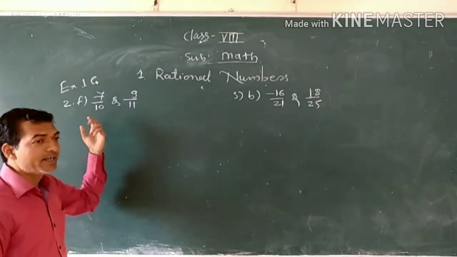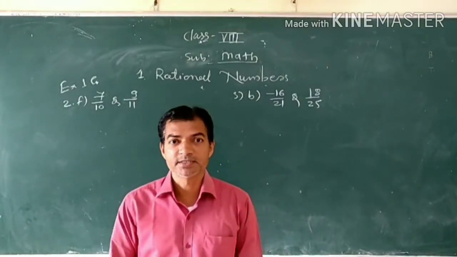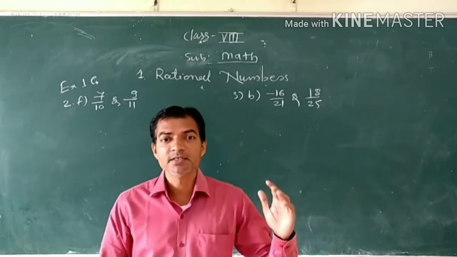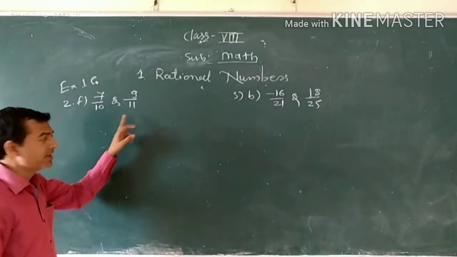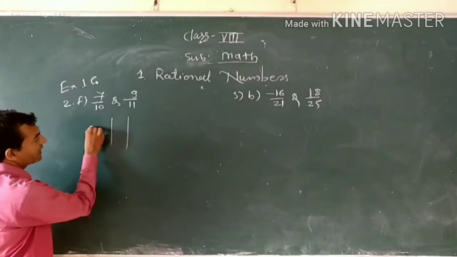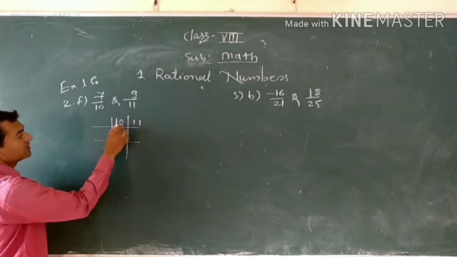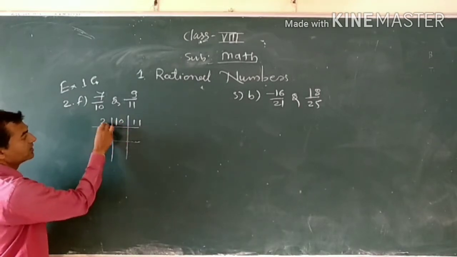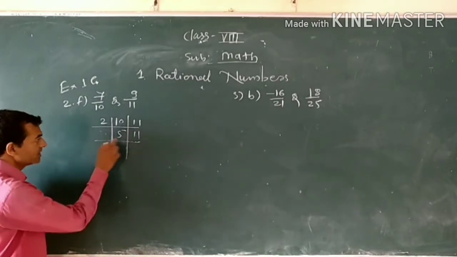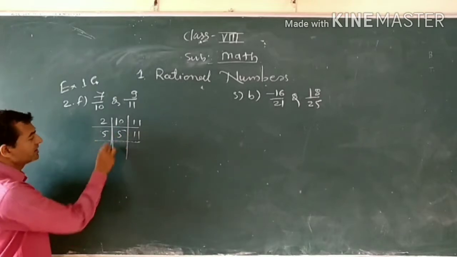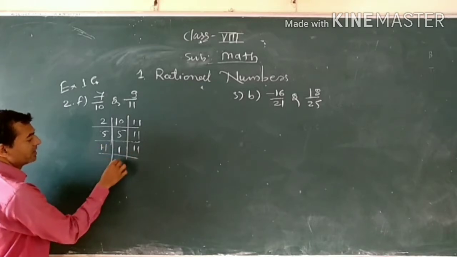You know very well that when the denominators are different, we have to find the LCM of the denominators, make the denominator the same, and then find the three rational numbers between them. So first we have to find the LCM of 10 and 11. This number is divisible by 2, so divide by 2. 2 5s are 10, 11 is not divisible, so it remains as it is. Now 5 is divisible by 5 only, so 5 1s are 5, 11 as it is. Then this number is divisible by 11 only, so 1 and 1.